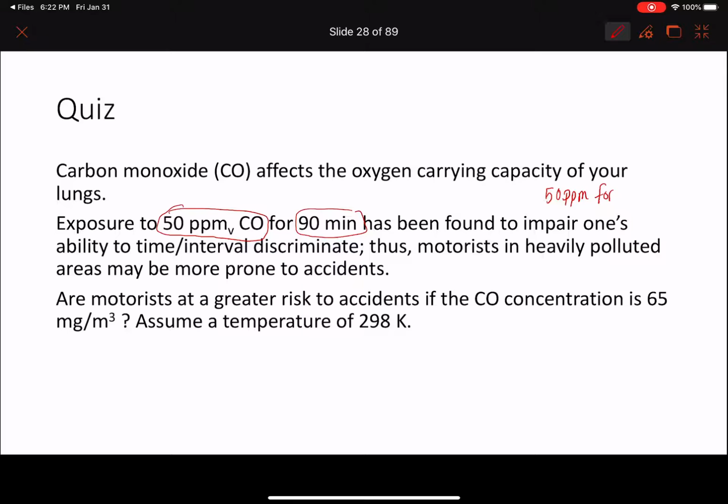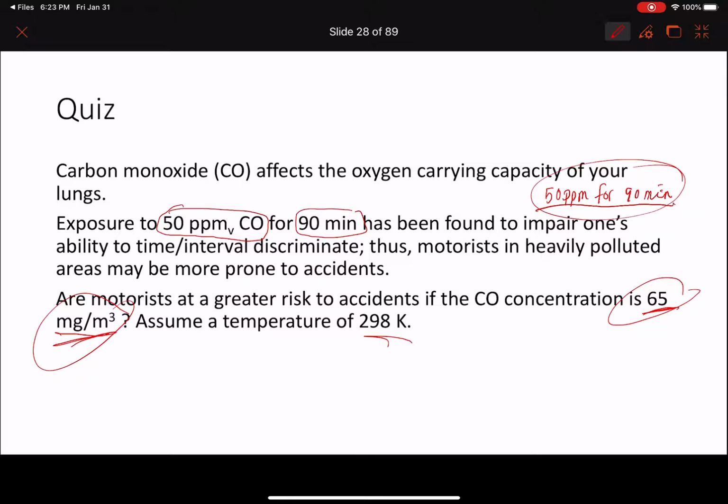So if anyone were exposed to more than 50 ppm for 90 minutes, it's a violation. They could lose the ability to concentrate, and then they will have an accident. So are motorists at a greater risk of accident if the CO concentration was 65 milligram per meter cube? It's not microgram. Remember the equation? Microgram. This is milligram. Assume the temperature is 298 Kelvin. So now we have to convert this to ppm so you could compare it with the standard.